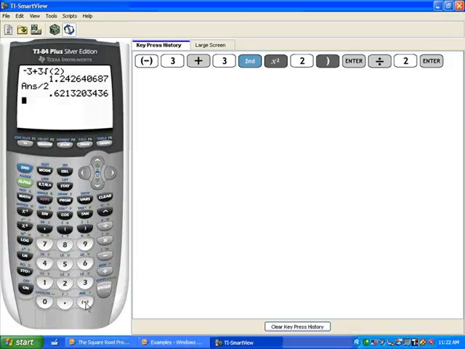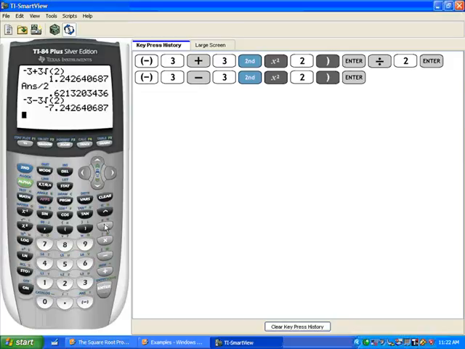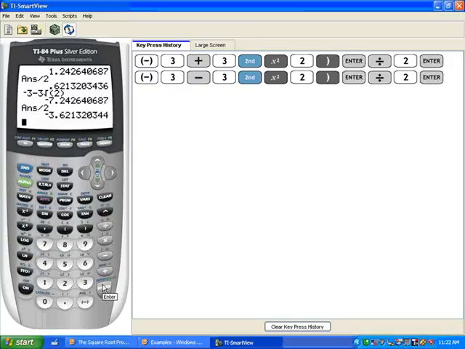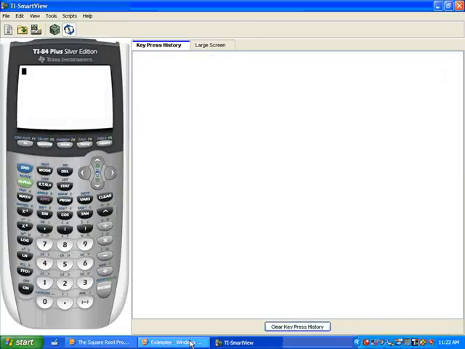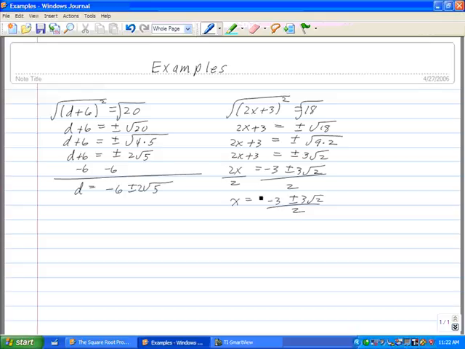The other solution is negative 3 minus 3 square roots of 2. Again, hitting enter to force it to figure that numerator. Then you can divide by 2 afterwards, and there's your second solution. So positive 0.6 and negative 3.6 are going to be the two solutions to this in an approximated form, and here they are in their exact form.